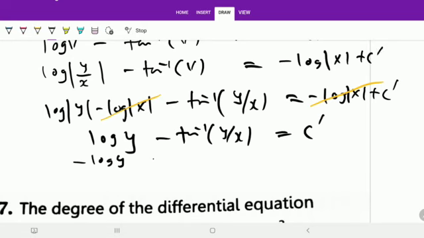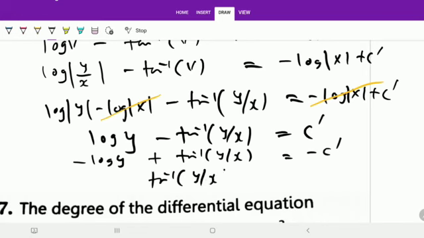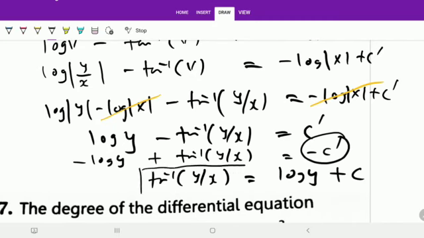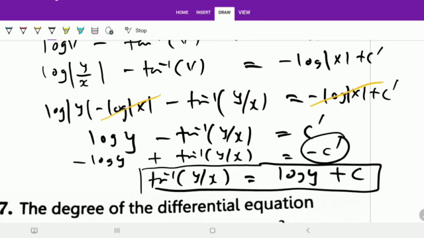As usual, we keep it adjustment we need to do, equal to say minus c dash. So yeah, I just change the sign everywhere. So what I get finally, tan inverse of y by x equal to log y, and this minus c dash I write as plus c. So now this matches to my option number A. So our answer here is option number A.